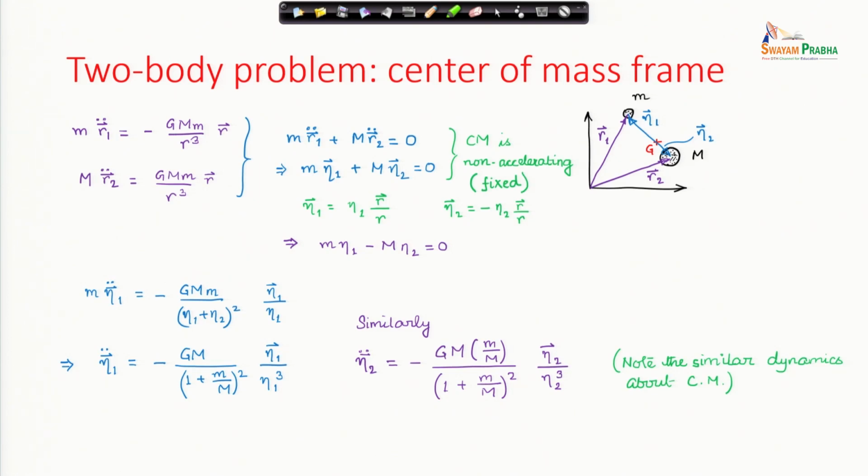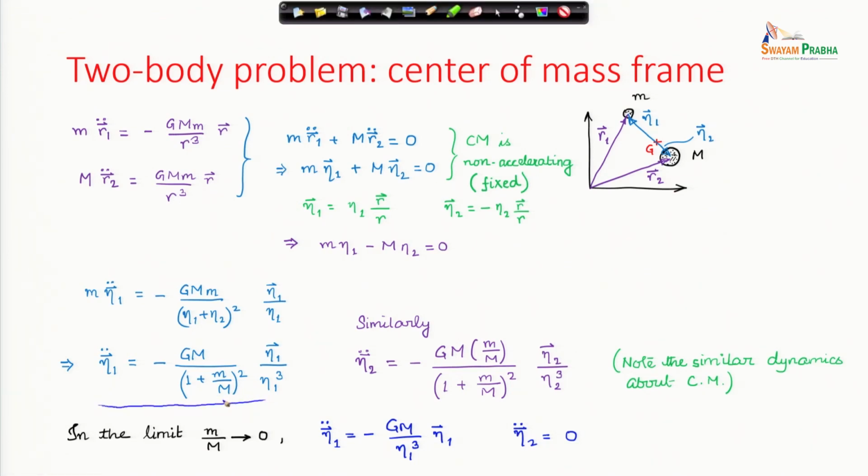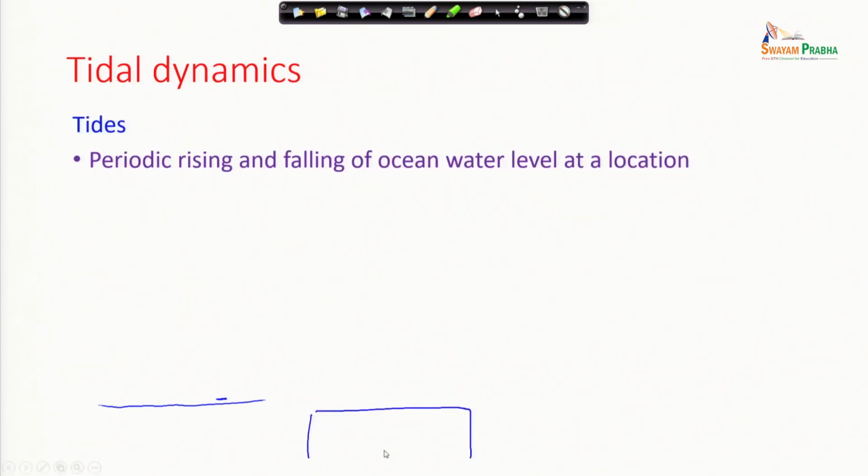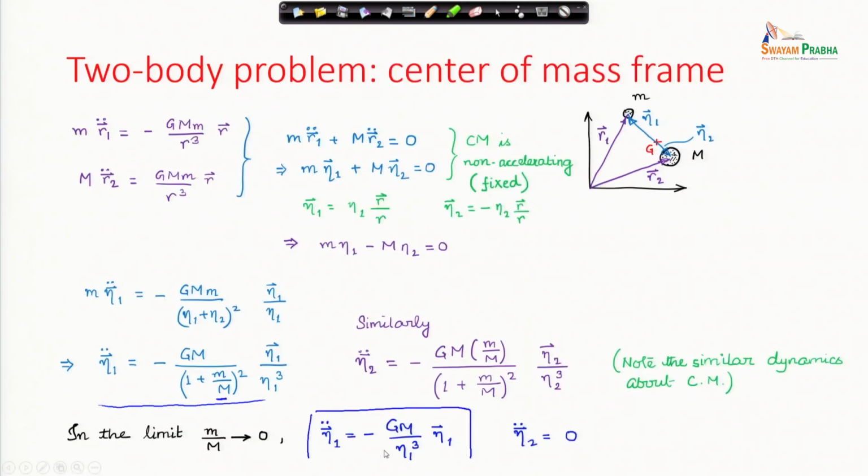Now we can again ask the question, what happens if small m by capital M tends to 0? You will find that the first equation, if small m by capital M tends to 0, this becomes 1 square, therefore I get this equation from the first one, simplified equation, and this coincides with the equation of the central force problem.